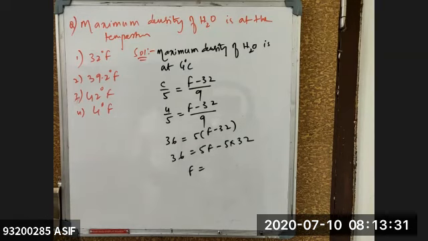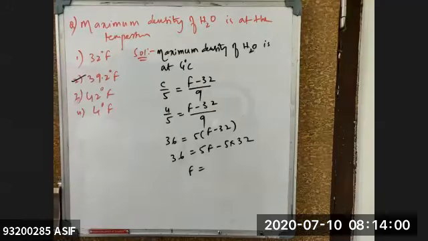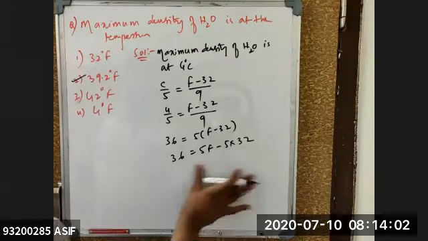How much? 39.2, sir. How much, beta? Second one, 39.2. Very good. 39.2 will be the answer. I hope everyone got this one, beta.